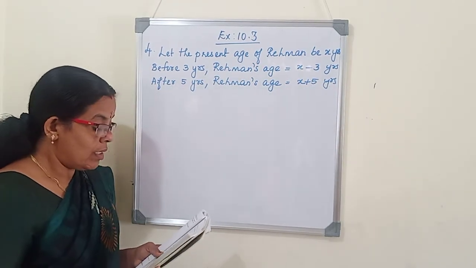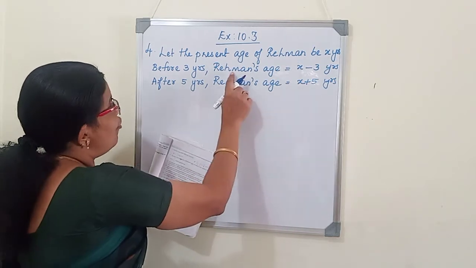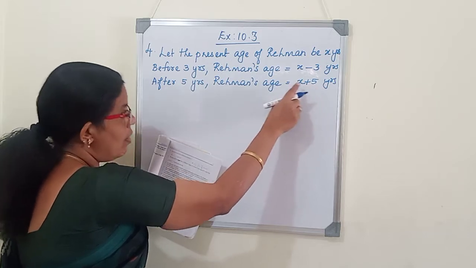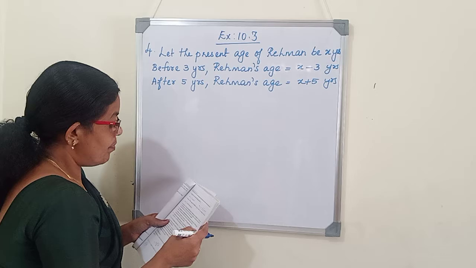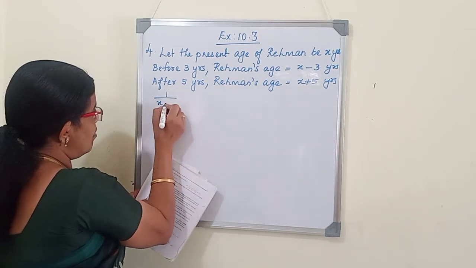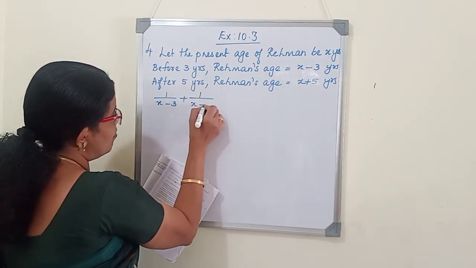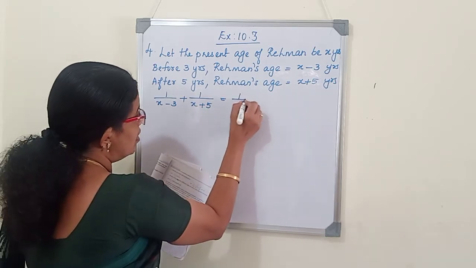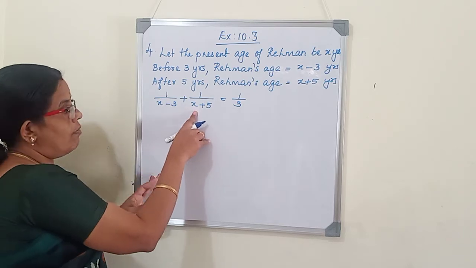So now they told sum of the reciprocals of the age. So 3 years ago, X minus 3. After 5 years, X plus 5. Sum of the reciprocals of these ages is 1 by 3. So reciprocal of X minus 3 is 1 by X minus 3 plus reciprocal of X plus 5 is 1 by X plus 5. Sum of the reciprocals of the age is 1 by 3. So now this is the equation. We'll simplify and we will solve it.